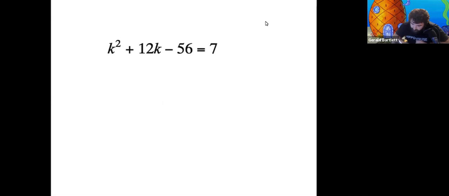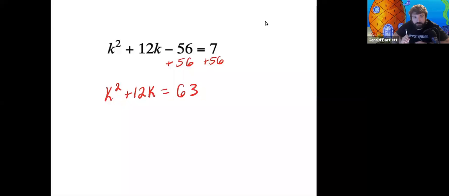So first step here, I'm going to go ahead and add 56 to both sides. So k squared plus 12k equals 7 plus 56, which will get me back to 63.